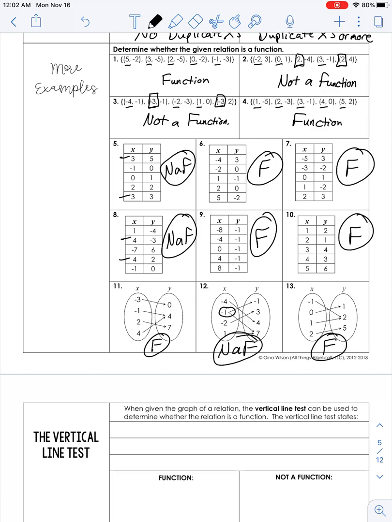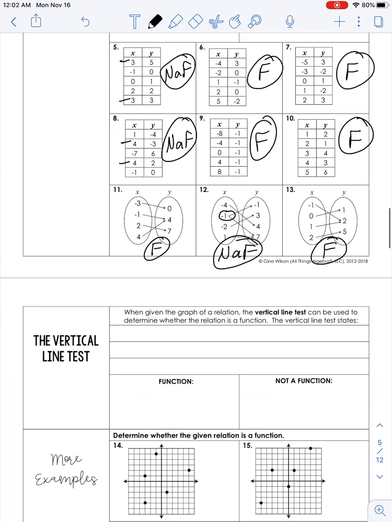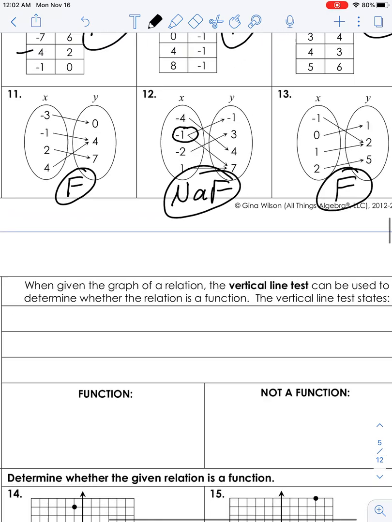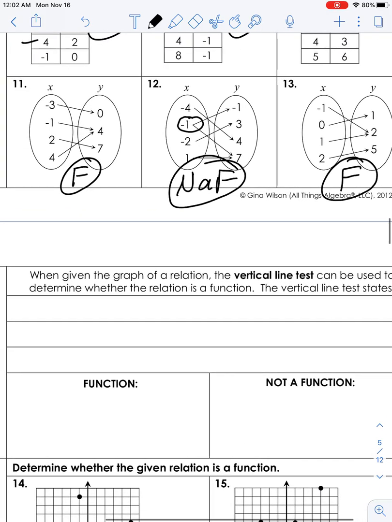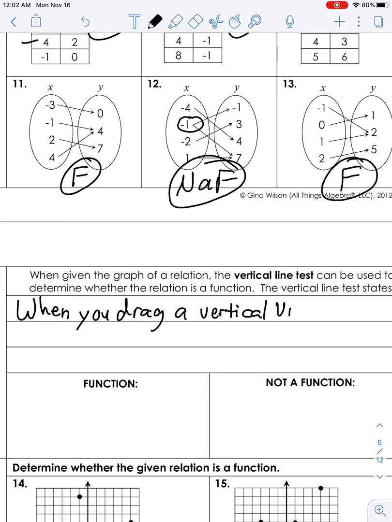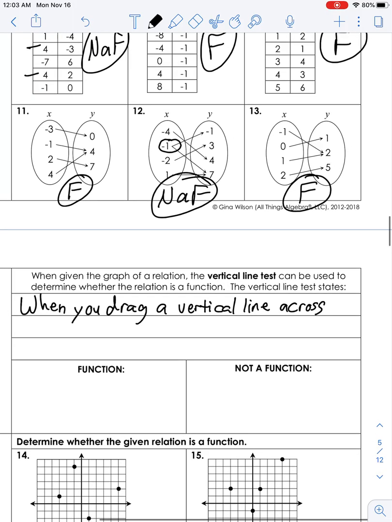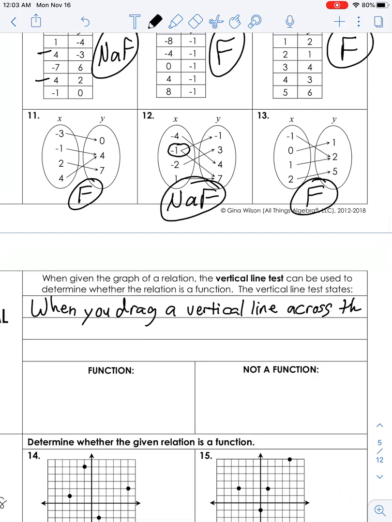All right, vertical line test, last thing on this video, okay? Vertical line test, so I'm gonna write down what it is, and kind of an example. It is when you drag a vertical line, or like your pencil, okay? Your pencil, you can turn it straight up and down. That could be your vertical line. So drag a vertical line across the graph.